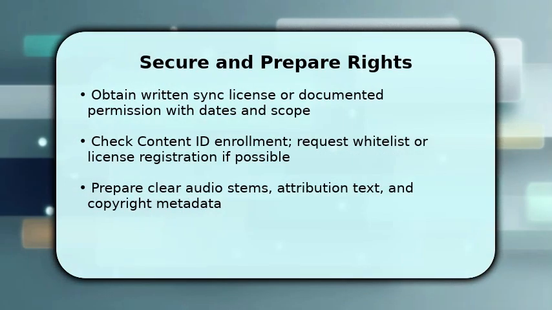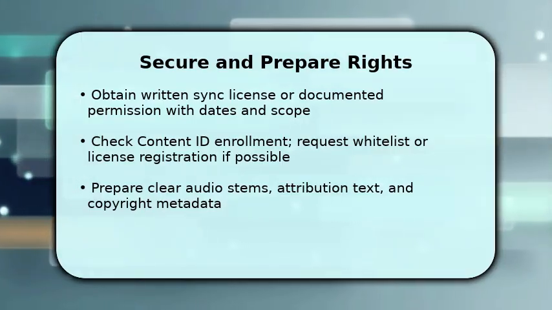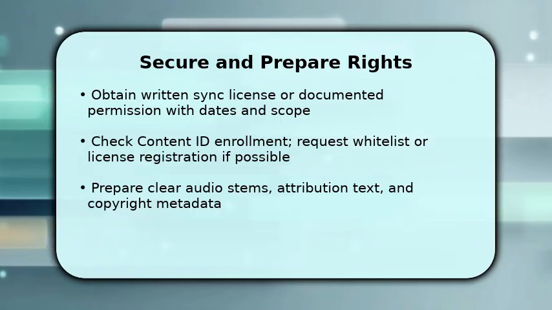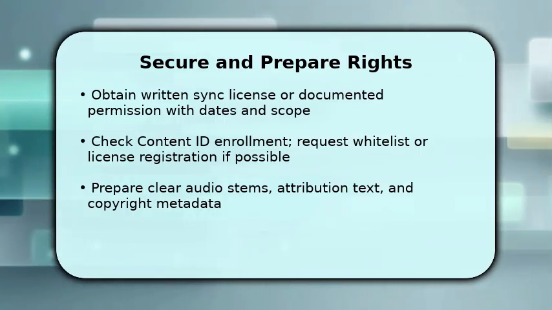Once you have permission, confirm the license scope. Territories, term, monetization, and platforms. Make sure YouTube is listed. Next, check whether the track is enrolled in Content ID. If it is, ask the rights holder to whitelist your channel or register the license with YouTube.